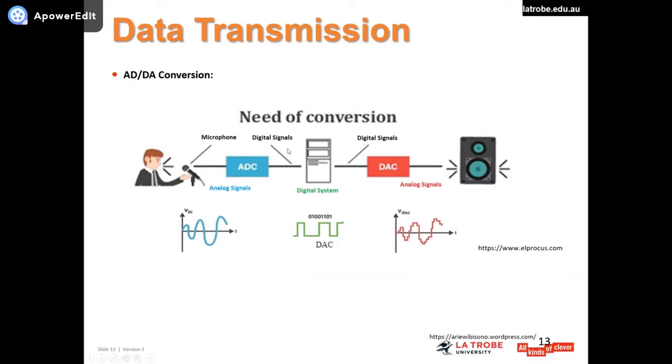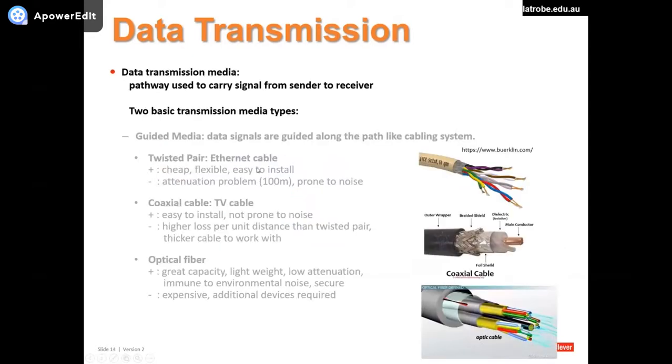And for the different cables, this is a very important part. You're able to tell the difference between different cables. So you must give the pros and cons of each type of the cable, twisted pair, coaxial cable, optical fiber. So pros and cons, very important.